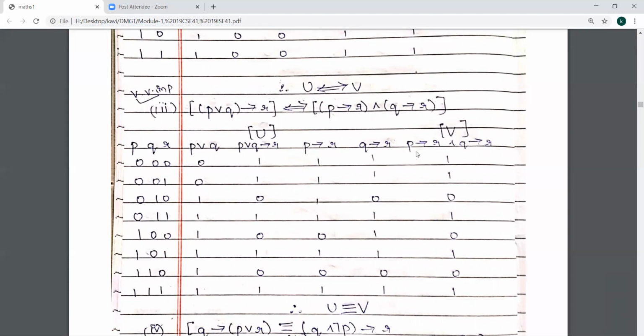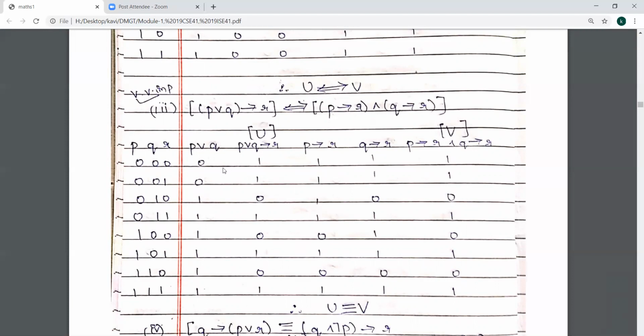Finally, you need to find P implies R and Q implies R. So here P implies R is this, Q implies R is this. You need to find the conjunction of these two. So the rule is when this is 1 as well as this is 1, then it will become 1. So the cases here are 1 1 1 1 1 1. So 1 1 1. Here also 1 1 1 1 1 1. So you are getting the truth table for the given compound propositions U and V.